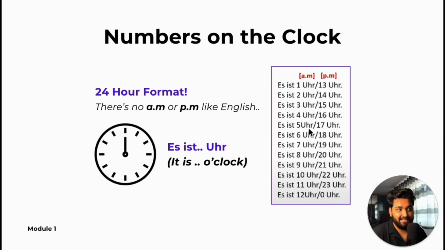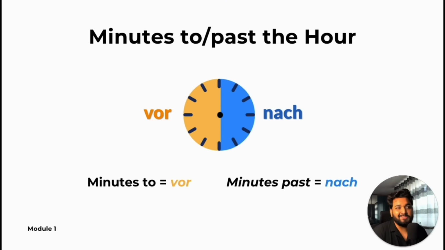Like this side is for AM and this side is for PM. Let's move on to minutes to or past the hour. So the left side of the clock will be minutes to, and the right side of the clock will be minutes past, or nach. It will be easy to understand if I show you some examples.